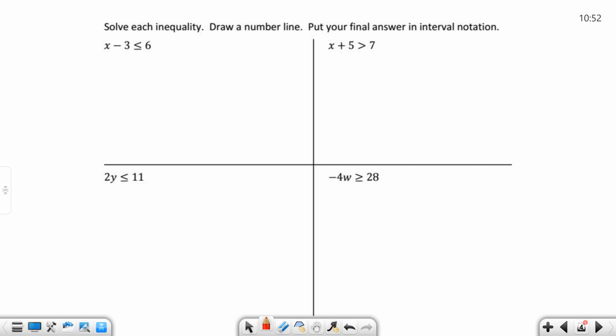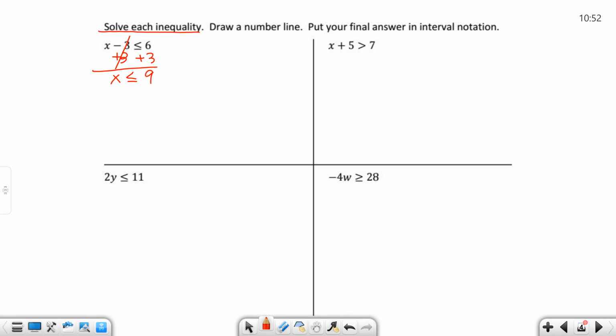So here, I need to solve this. Well, how do I undo this minus 3 with the x? I'm going to add 3 to both sides. That cancels. It goes x is less than or equal to. We didn't multiply or divide by a negative, so this direction doesn't change here, okay? So then this is going to be 9. X is less than or equal to 9. This is the inequality right here, okay? The inequality. Solve the inequality.